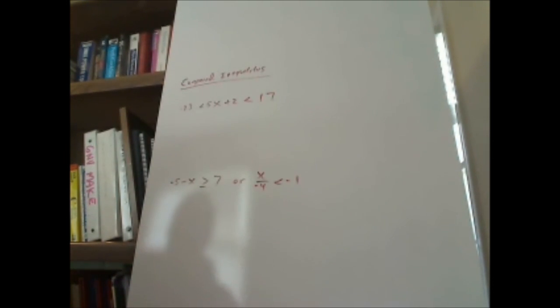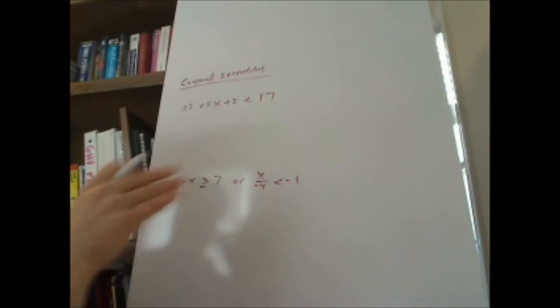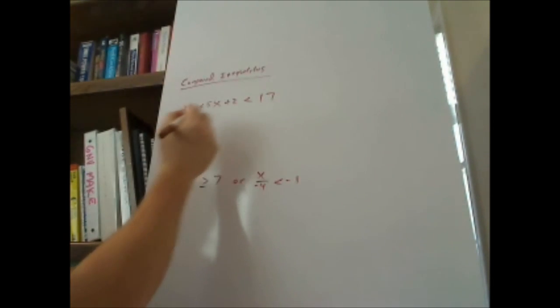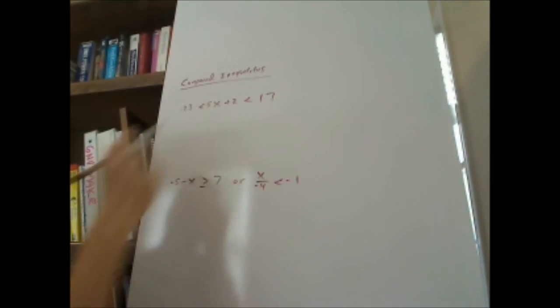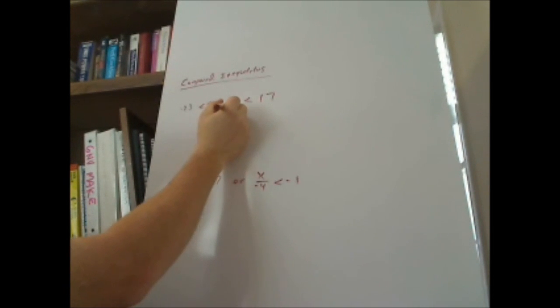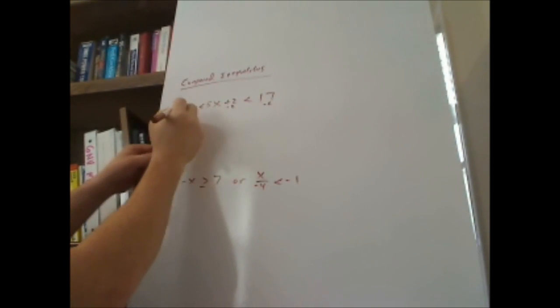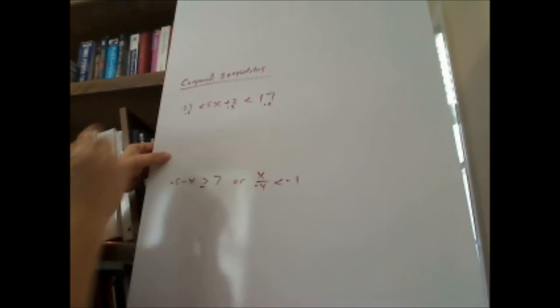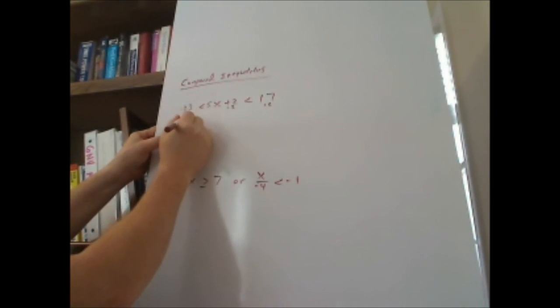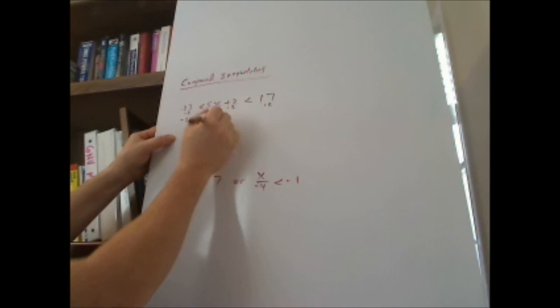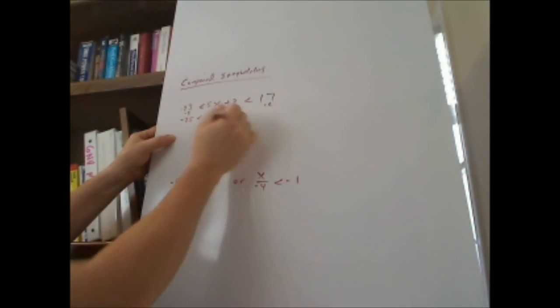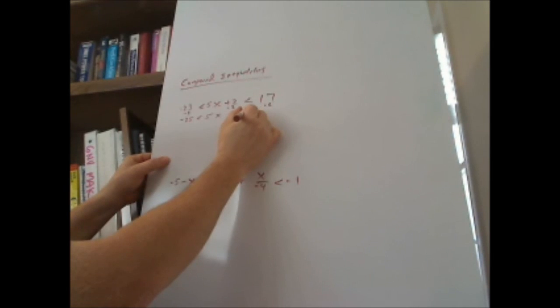Well, remember, you gotta do the same thing to both sides of what you're looking at here. So you want to isolate your variable, which is x in this case. So you want to subtract 2 from both sides here. So minus 2 here, a minus 2 here, and a minus 2 here. All right, so minus 23 and minus 2 is minus 25, less than 5x, which is less than 17 minus 2 is 15.